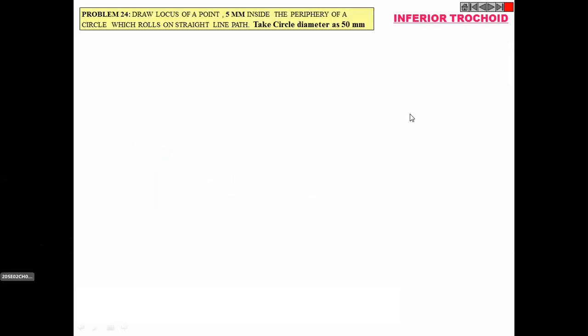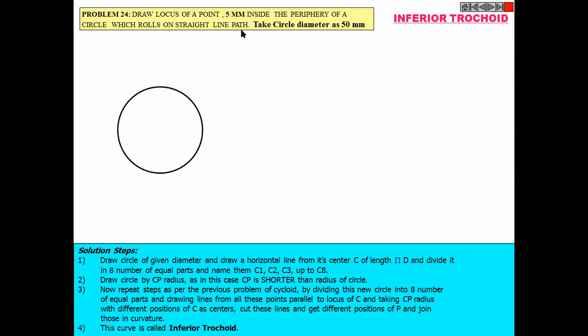Okay. Now, inferior trochoid. What is the difference between inferior and outer? See again, it is even 5 mm inside. Here the word inside is used. So it is inferior. I told you earlier, I would have given it that way also. Draw the locus of a point and draw the locus of the inferior trochoid with 5 mm offset. Now it is inferior, so it should be inside. That's it. So the procedure remains exactly the same. Nothing gets changed.